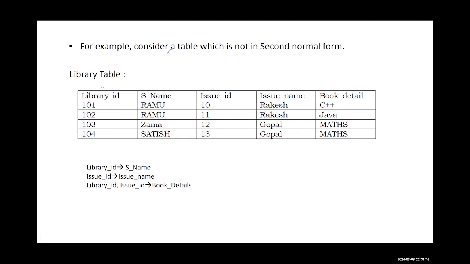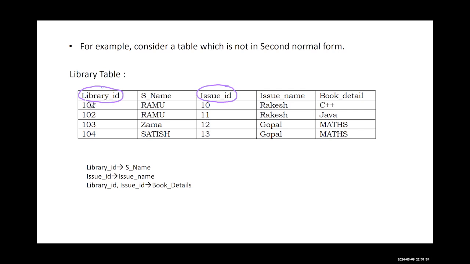So see here what is happening. Consider a table which is not in second normal form. Now this is already in first normal form, as you can see, because here the primary keys are library ID as well as issue ID. So if I'm combining, there are no repeated values.